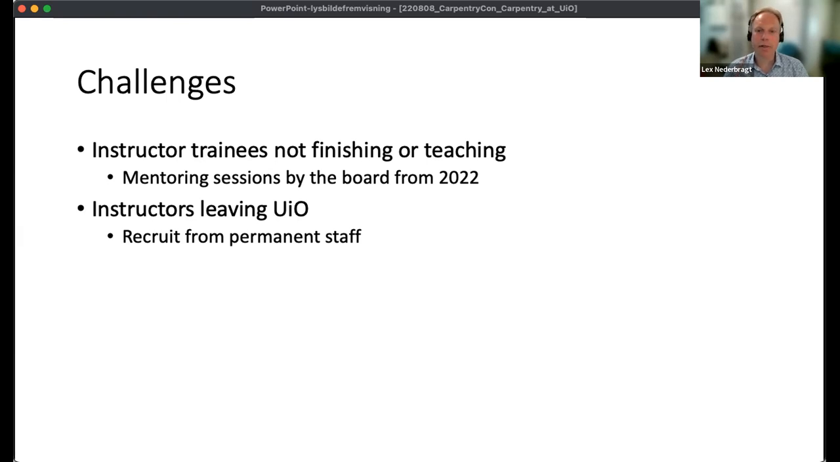We've been meeting with them monthly, online first and in person later, checking up with them. How's it going? How's your checkout going? Do you have questions about Carpentry at UiO? And it really, really helped because, except for one, which is still in the pipeline, they're all finished now. And the next step, of course, is for us to get them to teach.